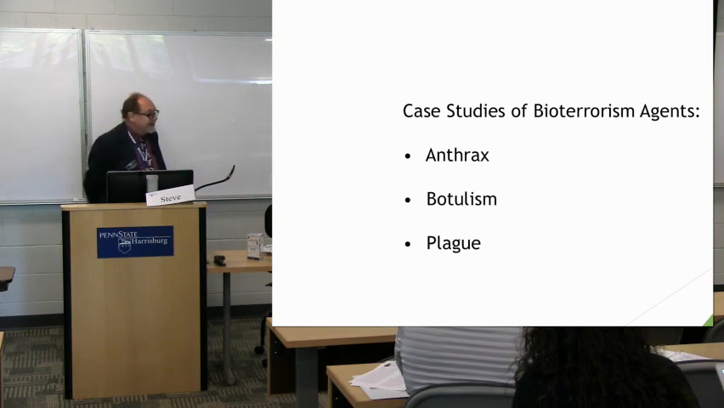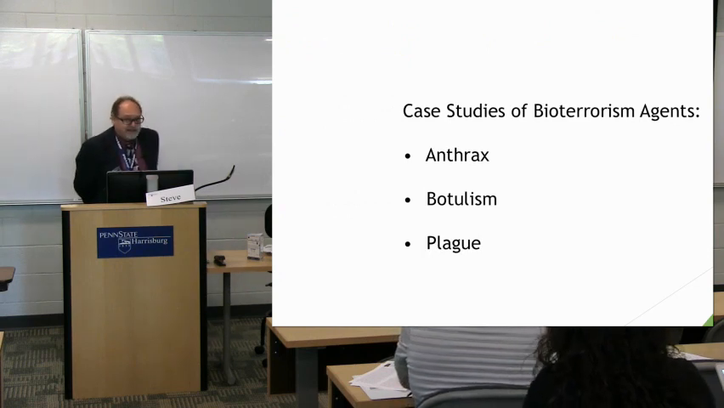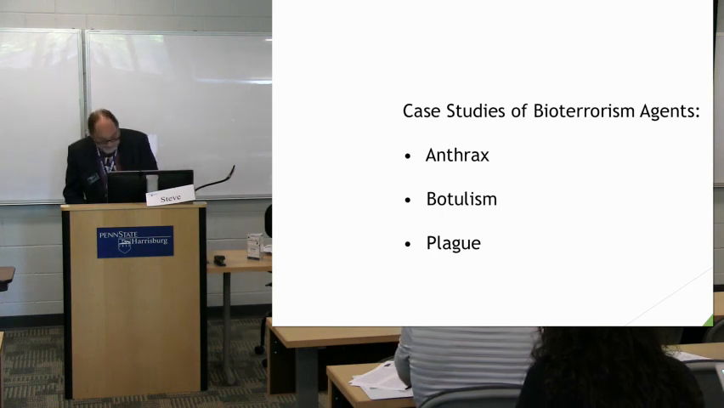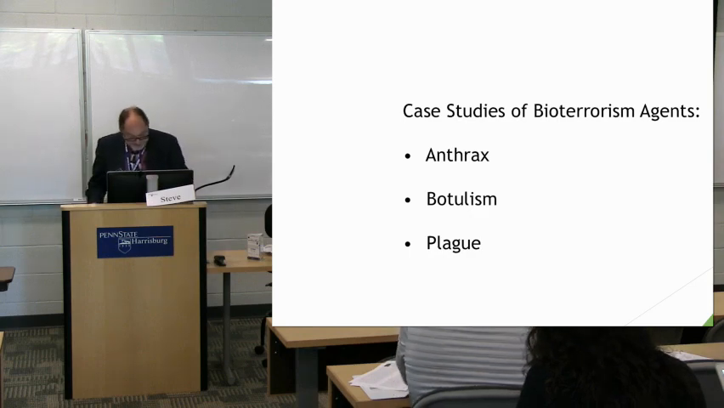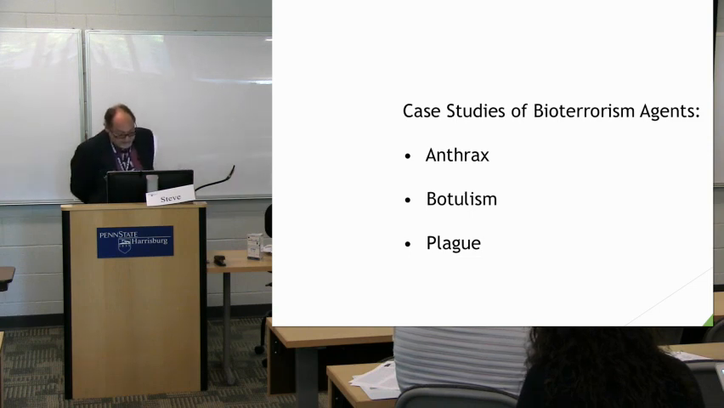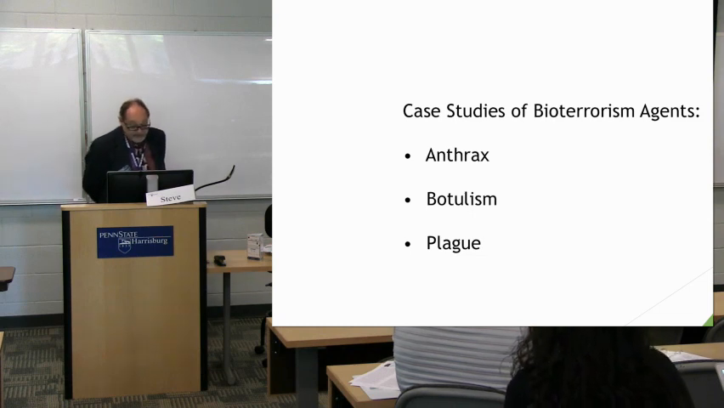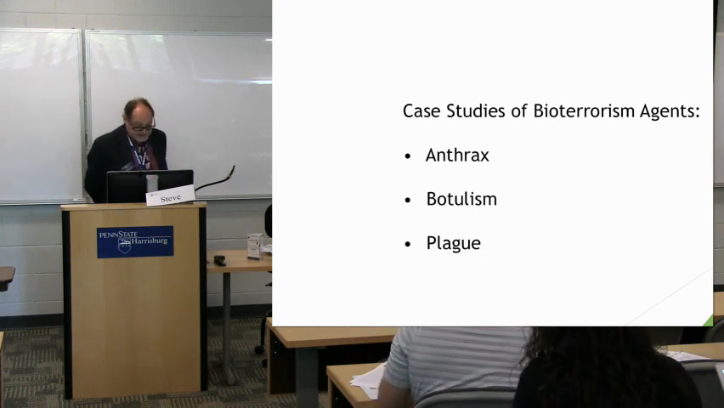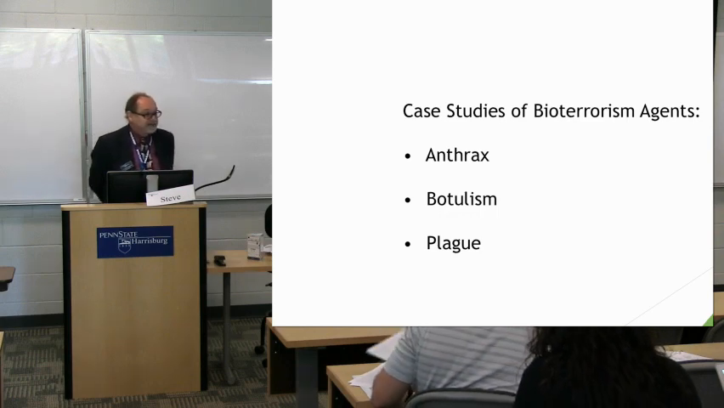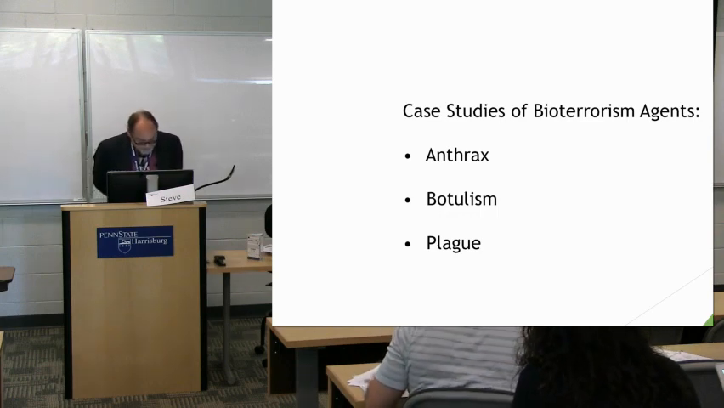Just a couple case studies of some of the group A's. Some of you are probably familiar, others might not be, but I think it's useful to get a little bit more detailed look at some of these agents. Anthrax. This would be one of the biological agents most likely to be used. That's the judgment of the Centers for Disease Control and others. And I'm using CDC documents here to talk a little bit about these because they're quite credible.